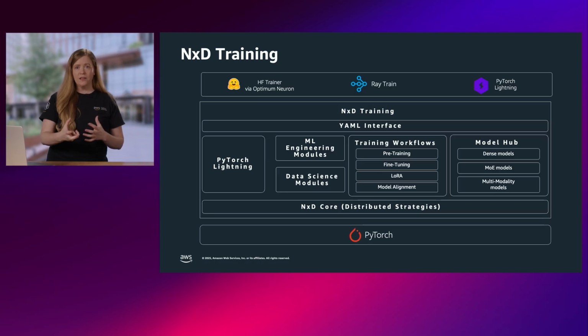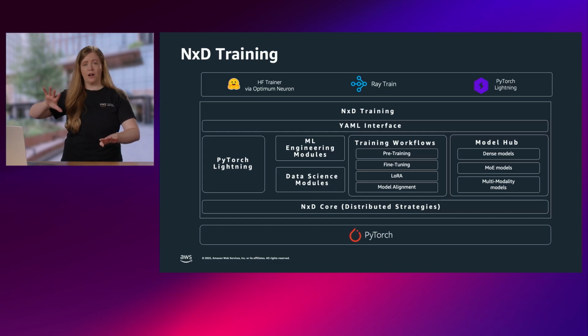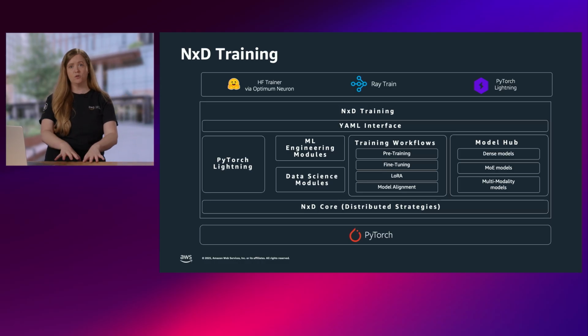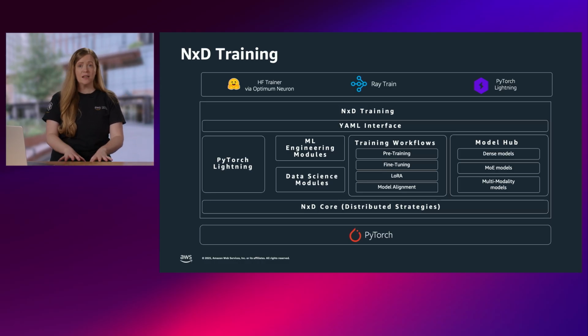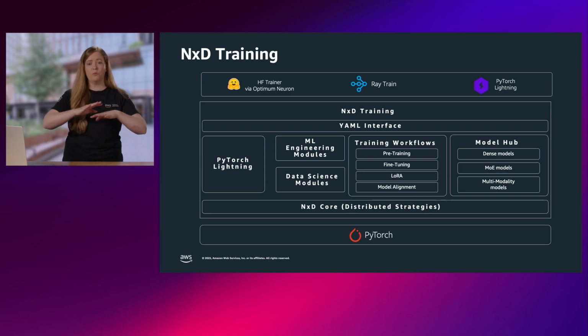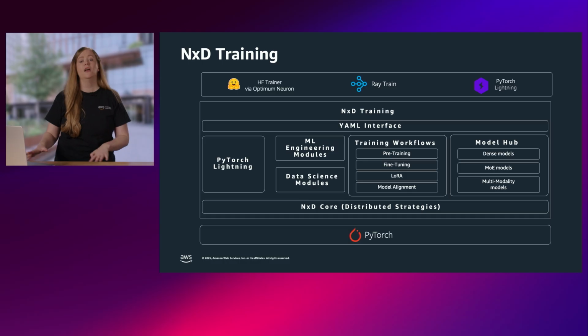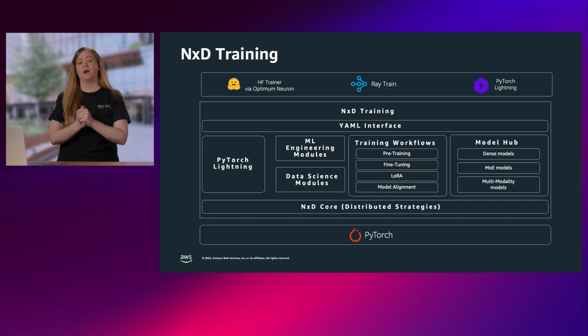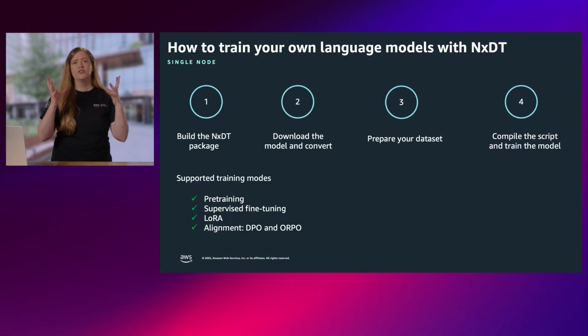And again, the reason why you want to do this is because we handle the compilation for you, we handle the interface to XLA, we manage how to invoke the runtime. All of that is managed for you below the NxDT interface. We also have many pre-built models that are available that you can use from the Model Hub. So again, dense models, MoE models, and multiple modalities. And so NxDT is a comprehensive library that you can use to fine-tune and pre-train your own language models on Trainium today.